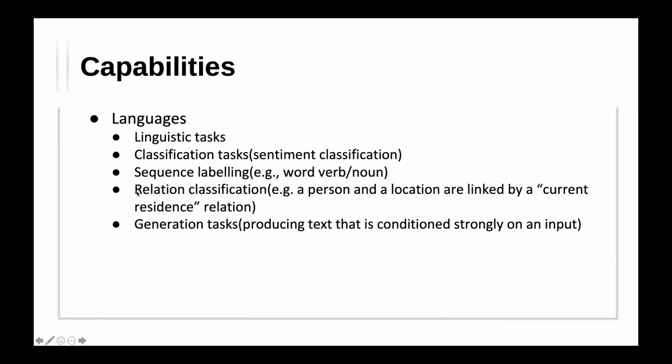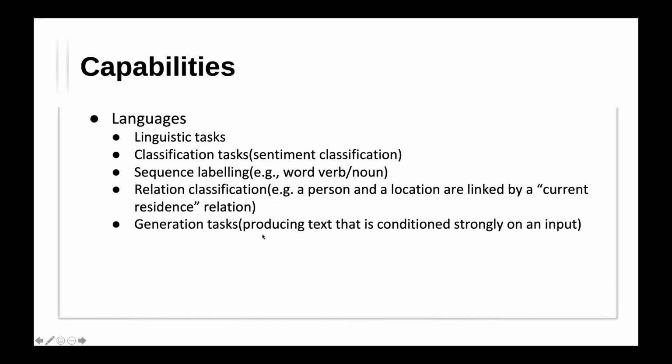And we also have the relation classification task. That means, for example, here is a sentence with a person and a location, and they are linked by a current residence relation. Then the task is to classify this relation, the relation between two nouns. And then the last task would be the generation task.